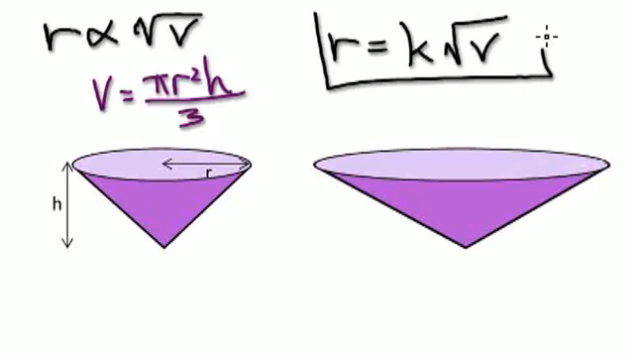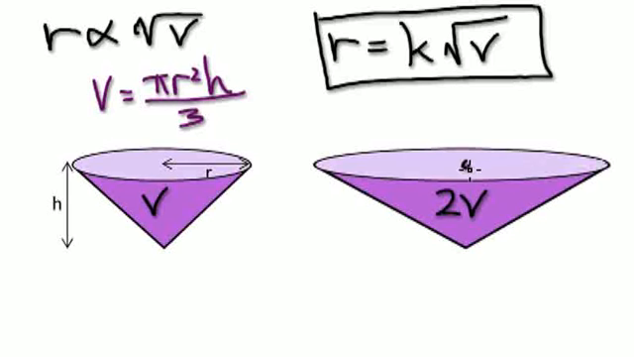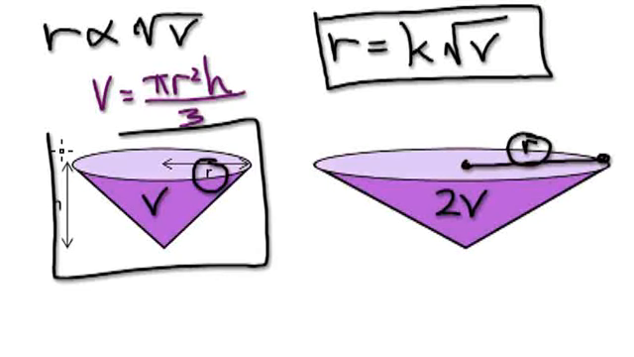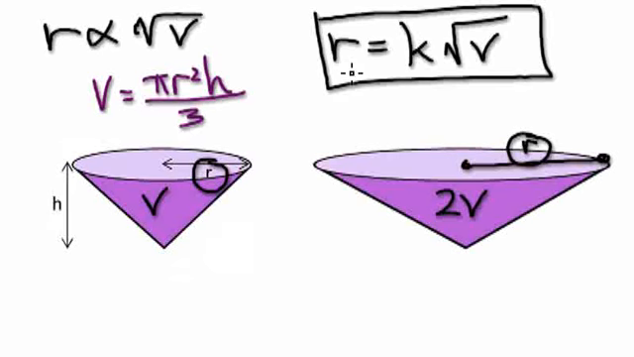Now, starting to answer the second part of the question, what happens when we double the volume, keeping the height the same? So this here has a volume of v, this here has a volume of 2v. What happens to the radius? How does this radius compare to this radius here? Now let's look at this system here, which has a radius of this.